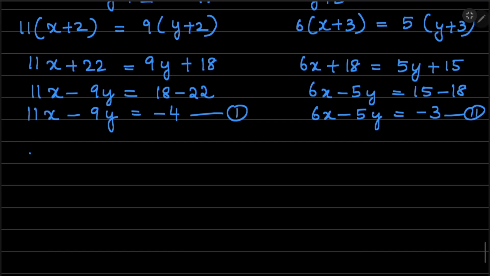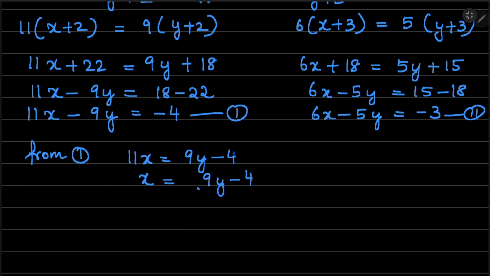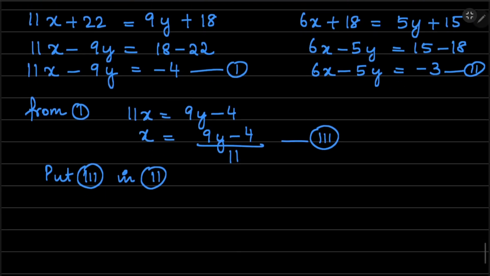Right? So from 1, let me express x in terms of y. 11x equal to, what can I write? I can write 9y minus 4. Isn't it? Minus 9y goes to the other side, it becomes plus 9y. So x is nothing but 9y minus 4 divided by 11. Let this be your equation 3. So you can write, put equation 3 in 2. So what do you get?